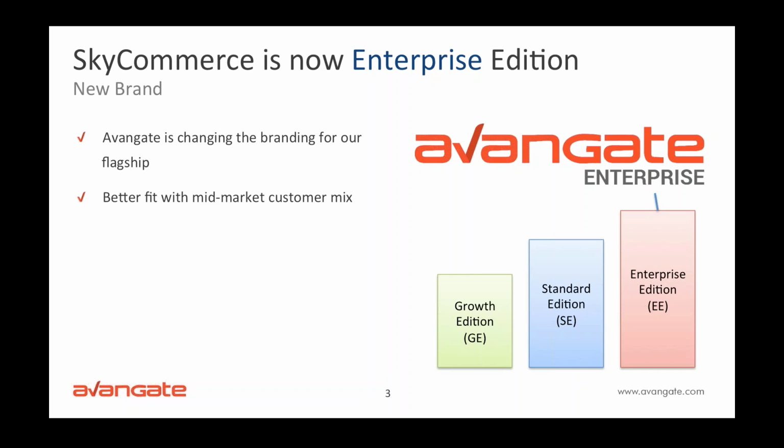So you really have 3 editions now. If you go to the website, you can actually see this. One is a growth edition, the second is a standard edition, the third is an enterprise edition. And I suspect most of you on the call will be around enterprise or on standard.